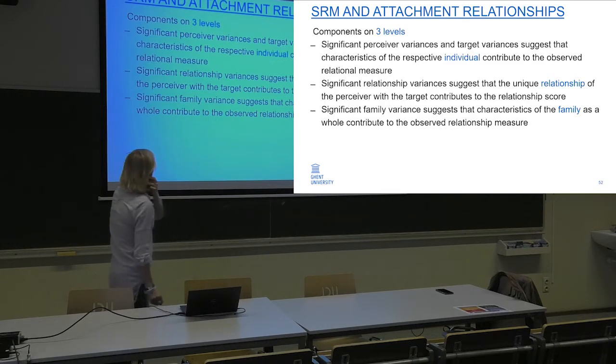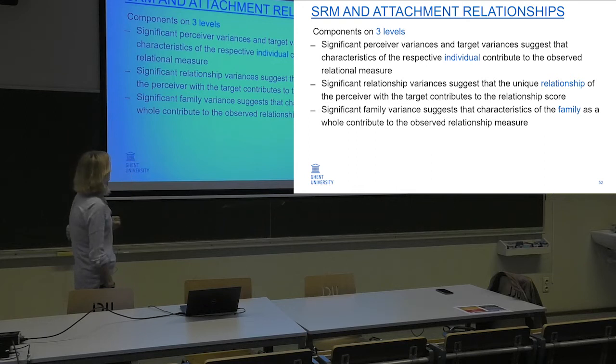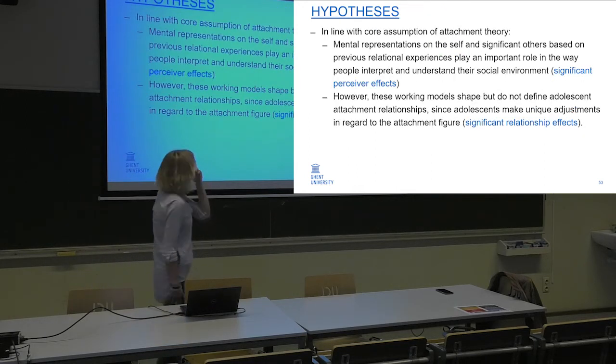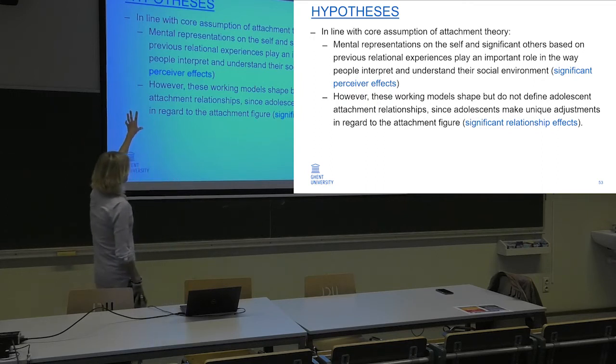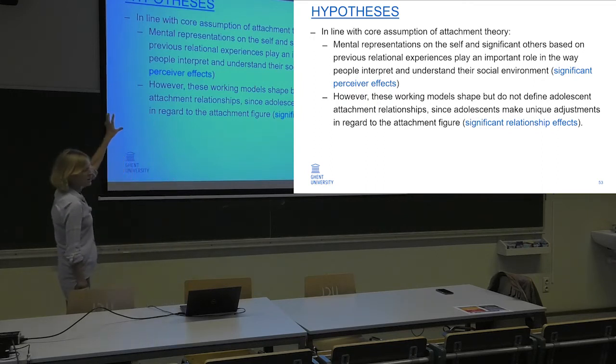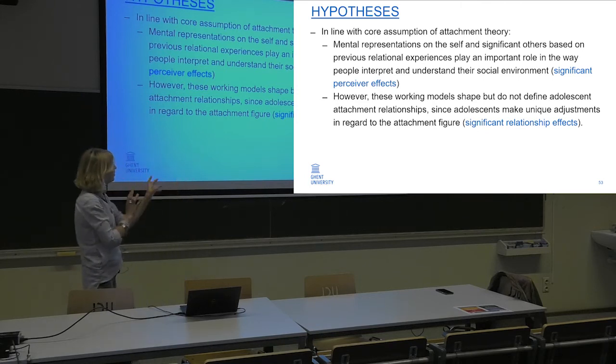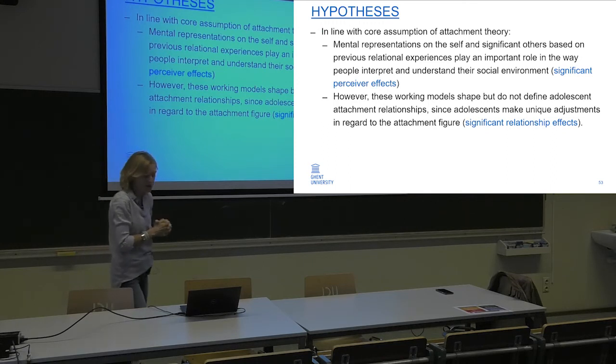And then, of course, the three levels: the individual, the relationship, and the family. But that you know by now. In line with the assumptions, the hypothesis was that we would find significant perceiver effects because it's about internal working models, and that there were also unique adjustments between people, so that we would also find relationship effects.